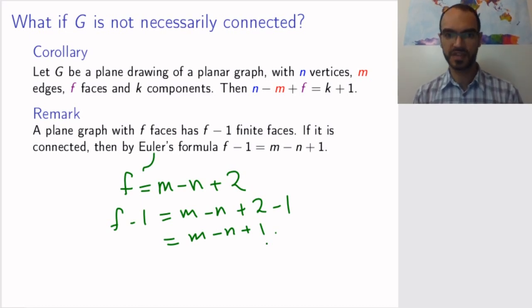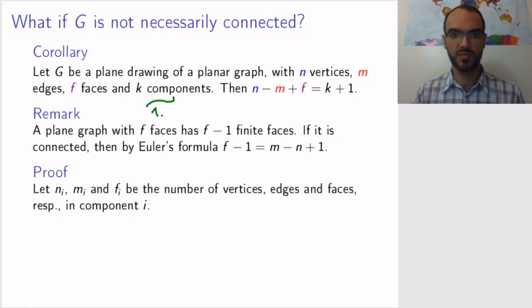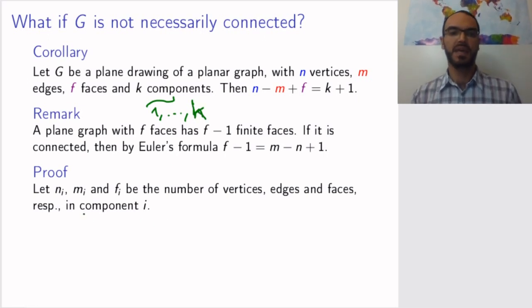From there, the proof is relatively short. So assume now that we have our possibly disconnected graph with k components, numbered from 1 to k. Let's call the number of vertices in the ith component ni, the number of edges in the ith component mi, and the number of faces in the ith component fi.